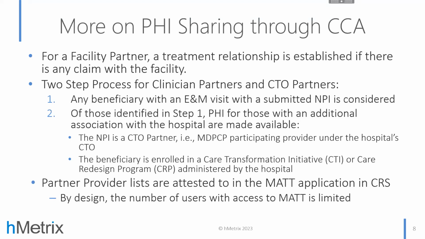And so I touched briefly on clinician partners and CTO partners. There are also facility partners. And so those can be submitted in MAT. And there, unlike the clinician partners, any claim for a beneficiary at that facility will then have that beneficiary's PHI flow through into the application. And so each hospital has some number of MAT users who can go in and upload clinician partners as well as facility partners, and then otherwise attest to their CTO partners for the purposes of PHI sharing through CCA.